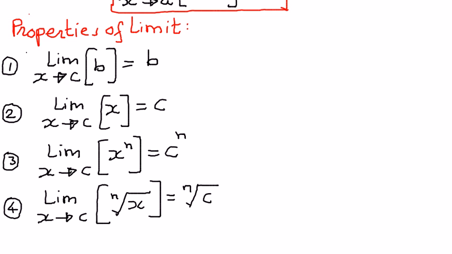The second property is the limit of a function. If the function is x, as x approaches c, the value of the function is going to take over the value of c, like that. The third property is the limit of an exponential function x to the power of n as x approaches c is equal to c raised to the power of n, like that. The fourth property is the limit of a radical function nth root of x as x approaches c is going to be equal to nth root of c, like that.